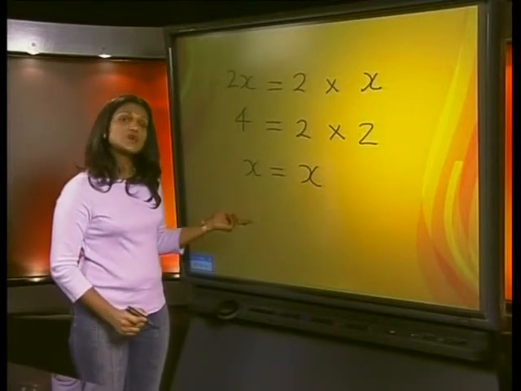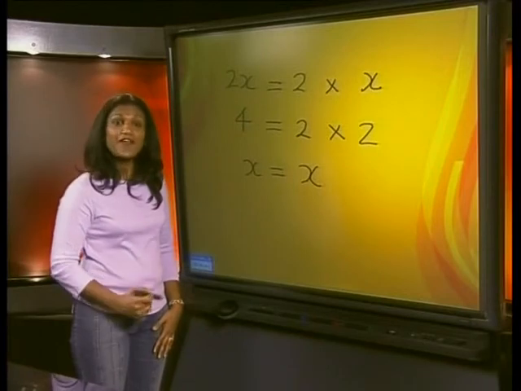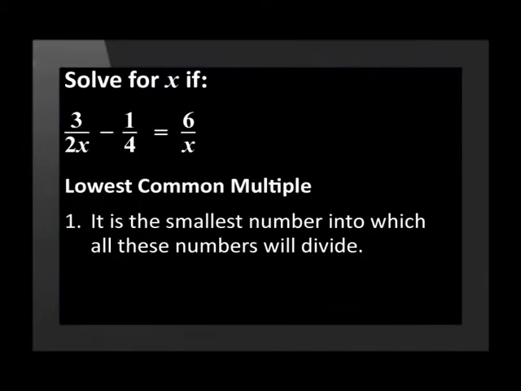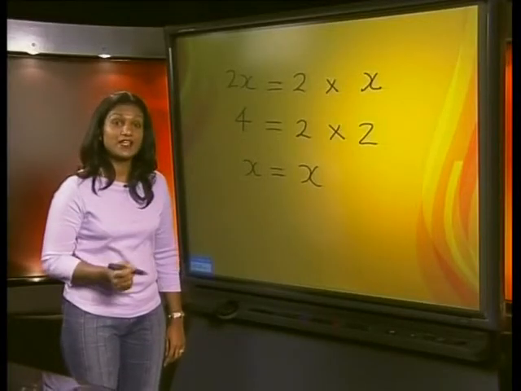Now, what is the lowest common multiple of these numbers? Remember two facts about the lowest common multiple. 1, it is the smallest number into which all these numbers will divide. And 2, it includes all the factors of all the numbers. So now let's create that number.